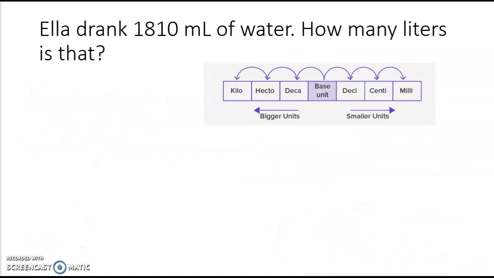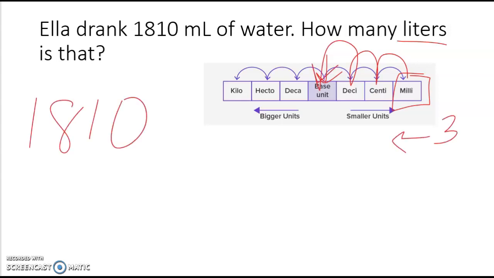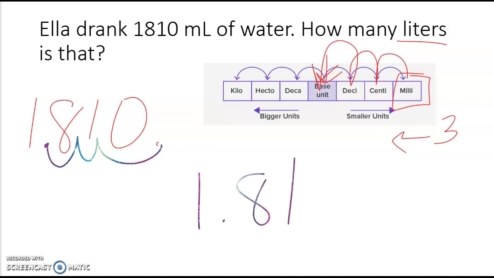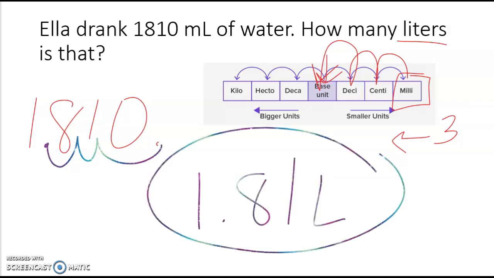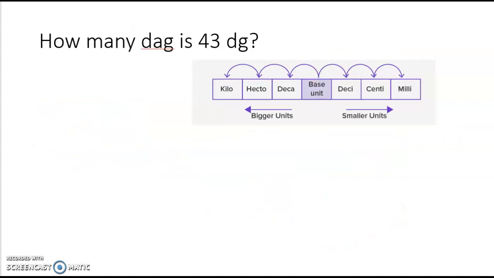So Ella drank 1,810 milliliters of water. How many liters is this? Okay, where does she start? She's starting at milliliters. We want to go to liters. Liters is the base unit. So that's 1, 2, 3 units to the left. If I have 1810, here's my decimal point. I move that 1, 2, 3 units to the left. That means Ella drank 1.81 liters of water. Always make sure that you also label your answers, right? That matters so that you know exactly what you're talking about.